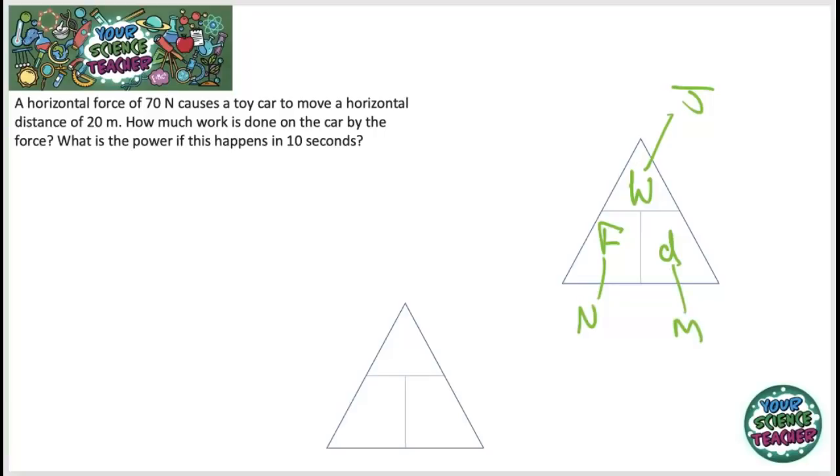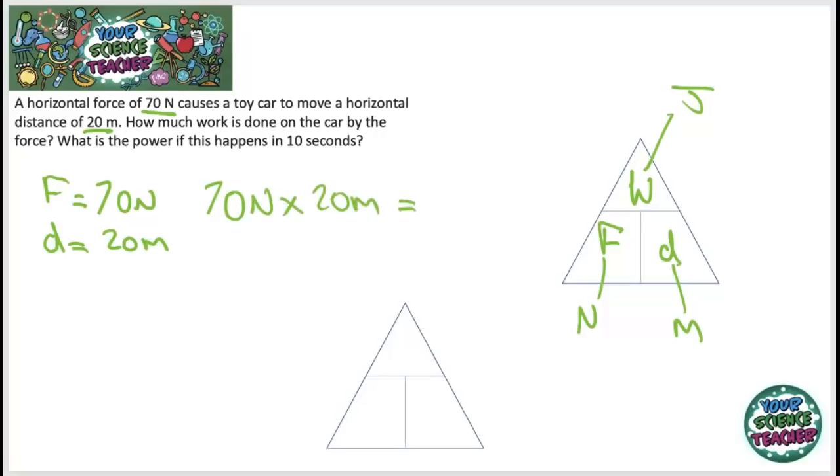So if we go over here and look at this example question, it says a horizontal force of 70 newtons has been acted on, and it's moved the toy car a distance of 20 meters. So if I write in what I know, force is 70 newtons, the distance is 20 meters, and if I want to calculate my work done, all I do is times them two together, which will give me 1,400 joules.